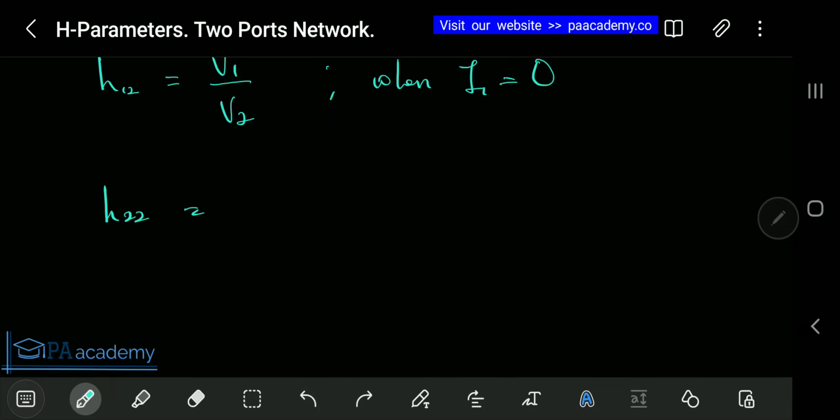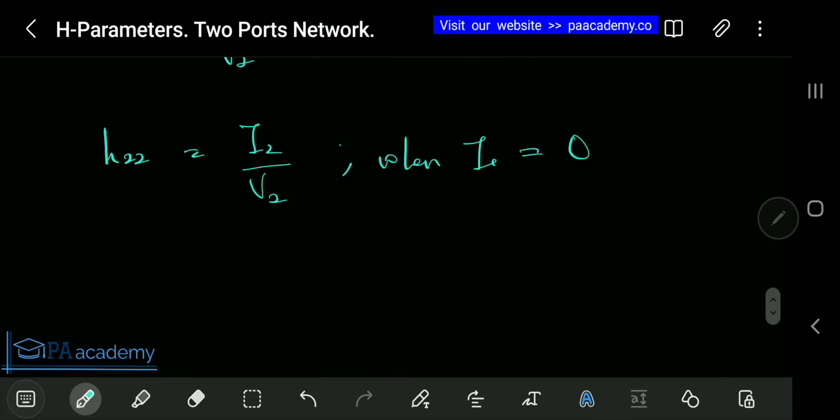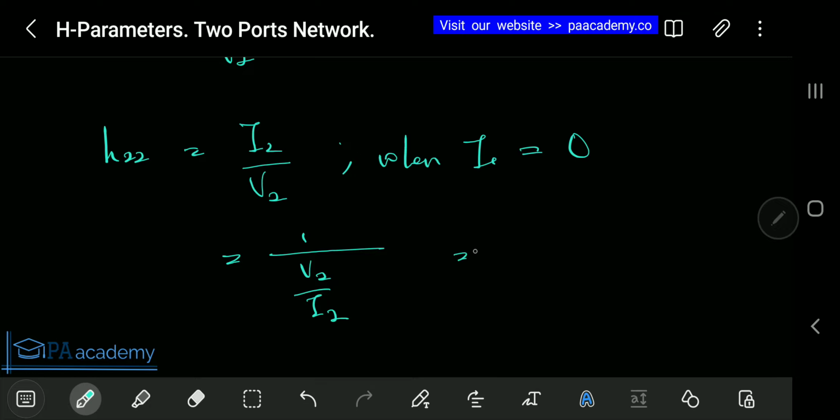Okay. So our h22 is I2 over v2. Exactly. So when I1 is equals to 0. Now there's also a relationship between our h22 and our z22. So it can also be rewritten as 1 over v2 over I2, and that makes our h22 is equals to 1 over z22. So that's from our z parameter. So our h22 is just the reciprocal of our z22 from our z parameter. Are we good? All right.